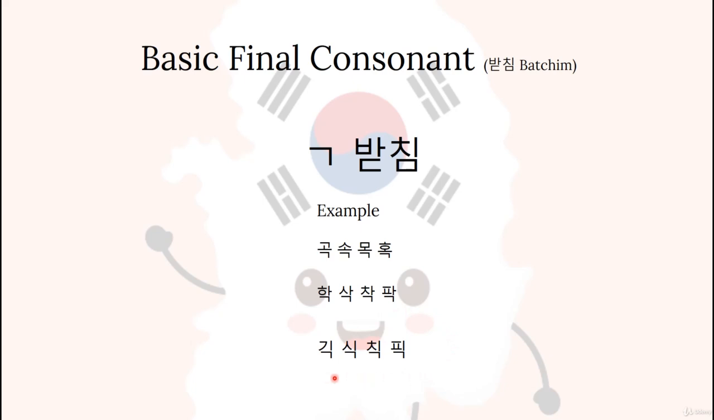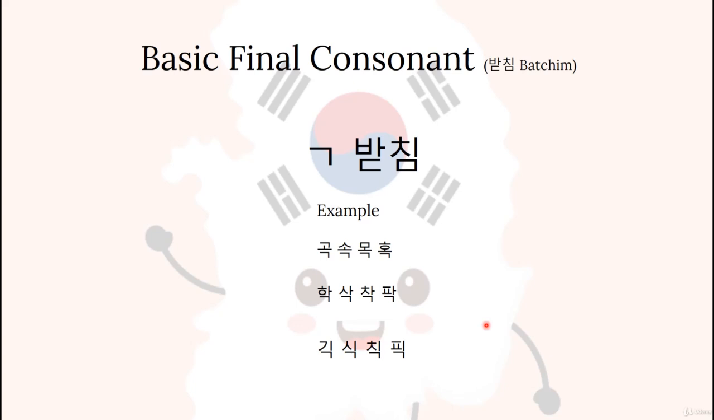Okay. And the E vowel and the consonant and the basic final consonant, the 받침: 킥, 식, 칙, 픽. Let me go backward. 픽, 칙, 식, and 킥. Okay, so very important. Once more, you have to drop the G sound at the end. Okay. All right. Let's move on to the next 받침.